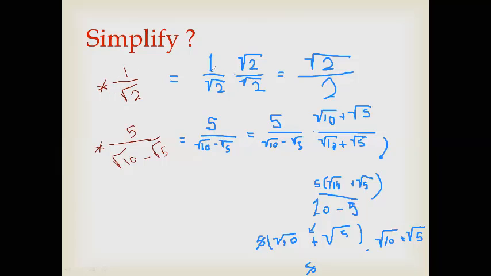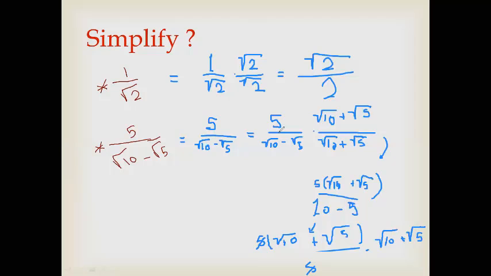In practice, 1 over root 2 will be 1 over root 2 times root 2 over root 2. So 1 times root 2 is only root 2, and root 2 times root 2 is only 2. What about practice 2? 5 over root 10 minus root 5: you can multiply by its conjugate to simplify it. Conjugate means the same expression, but you change the sign in the middle. So if it's negative, it will be positive. So root 10 plus root 5 over root 10 plus root 5.